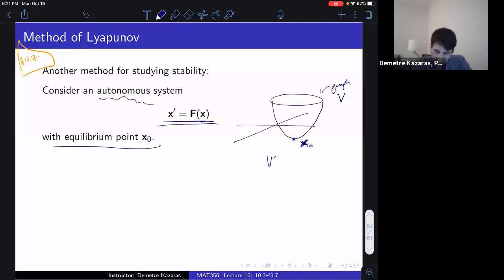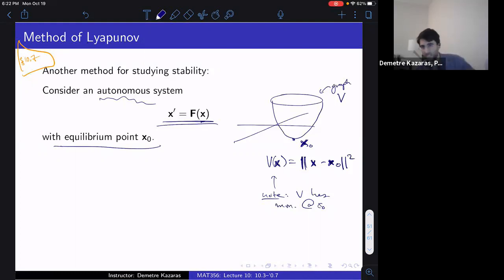Anyway, so here's a prototype for one of these auxiliary functions V that we're going to be using, something like V of vector x equals the norm of x minus x naught squared. Notice this function V has a minimum at x naught, and it's a strict minimum. It's literally a paraboloid centered at x naught at height 0.